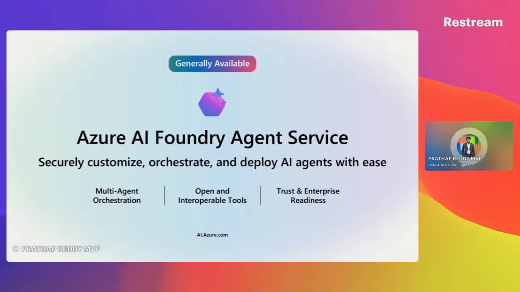Okay, and open and interpretable tools as well, where we can trust everything. And we do have trust and enterprise readiness as well. This is very, very important. We have AI readiness and data AI readiness, and in the same way, from the Microsoft perspective, we have trust and enterprise readiness, where we can utilize the policies and everything, so that we can have everything inside this Azure AI Foundry Agent Service as well.